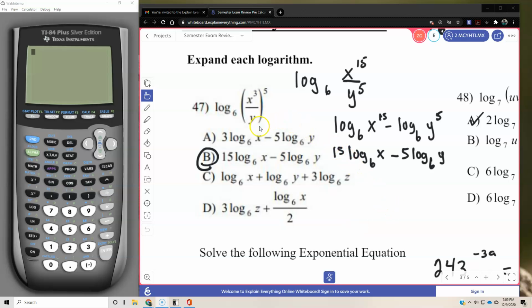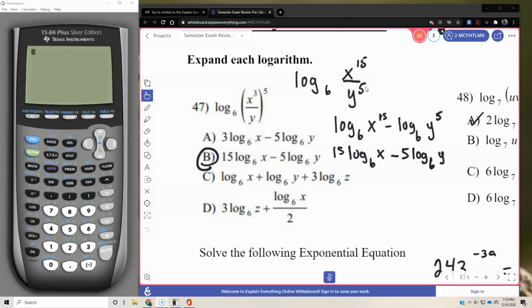What we're going to do here is work on number 47. You notice that we have log base 6 of x to the third divided by y, and that's raised to the 5th power. When you have a power raised to a power, you multiply. 3 times 5 is 15. And then we have y that is raised to the 5th power.